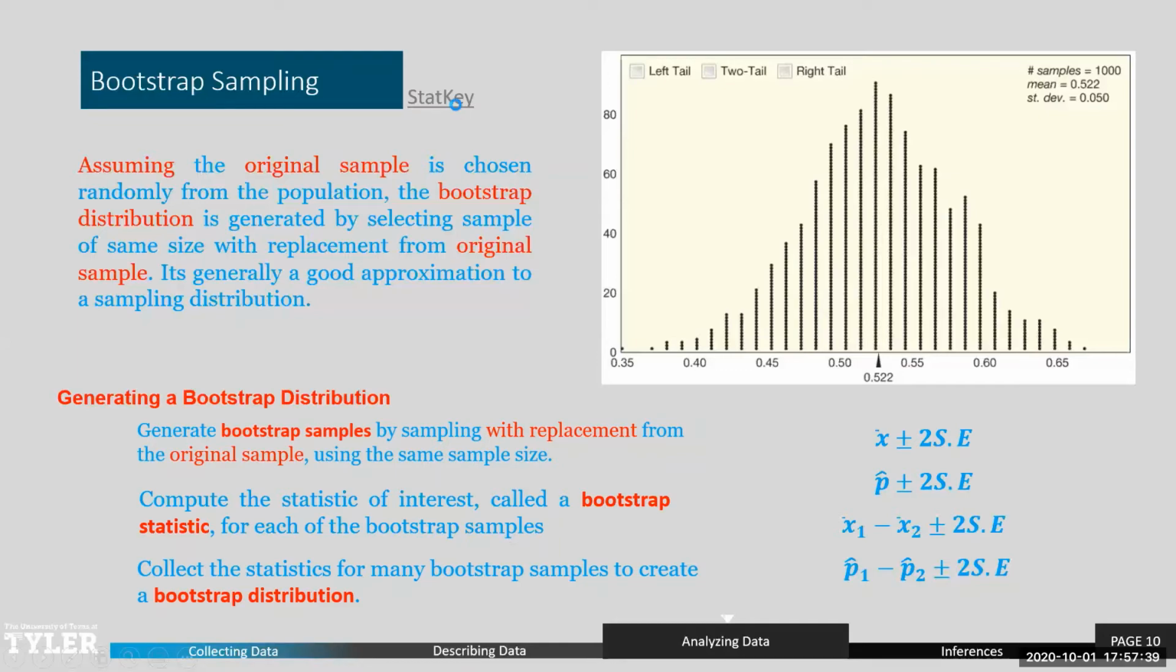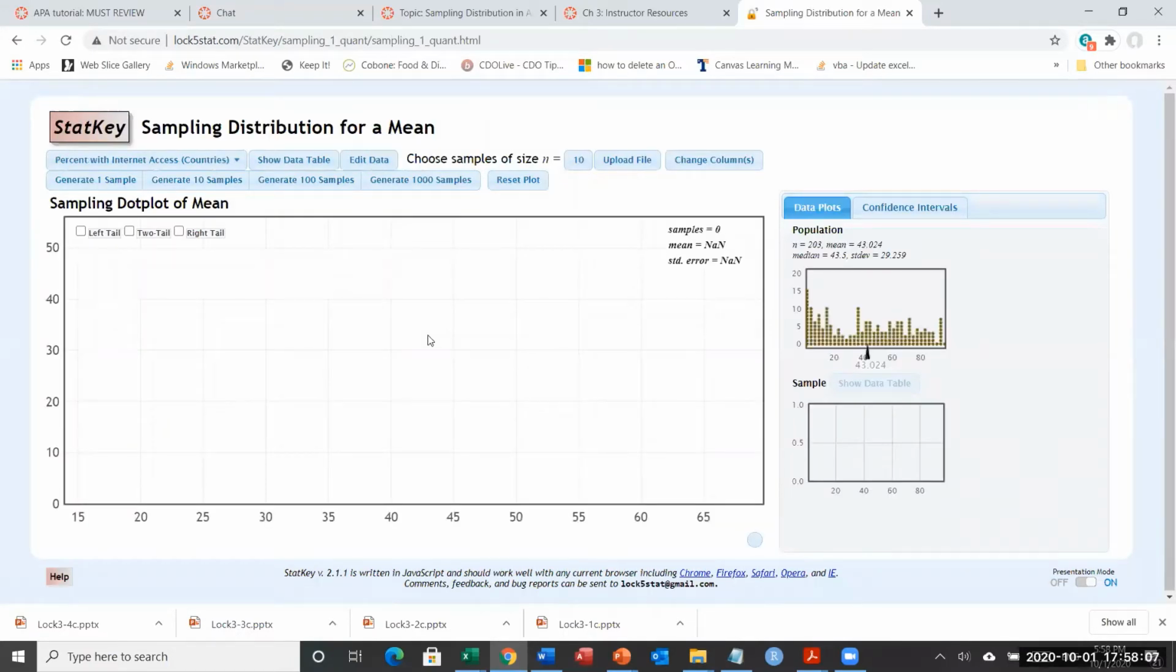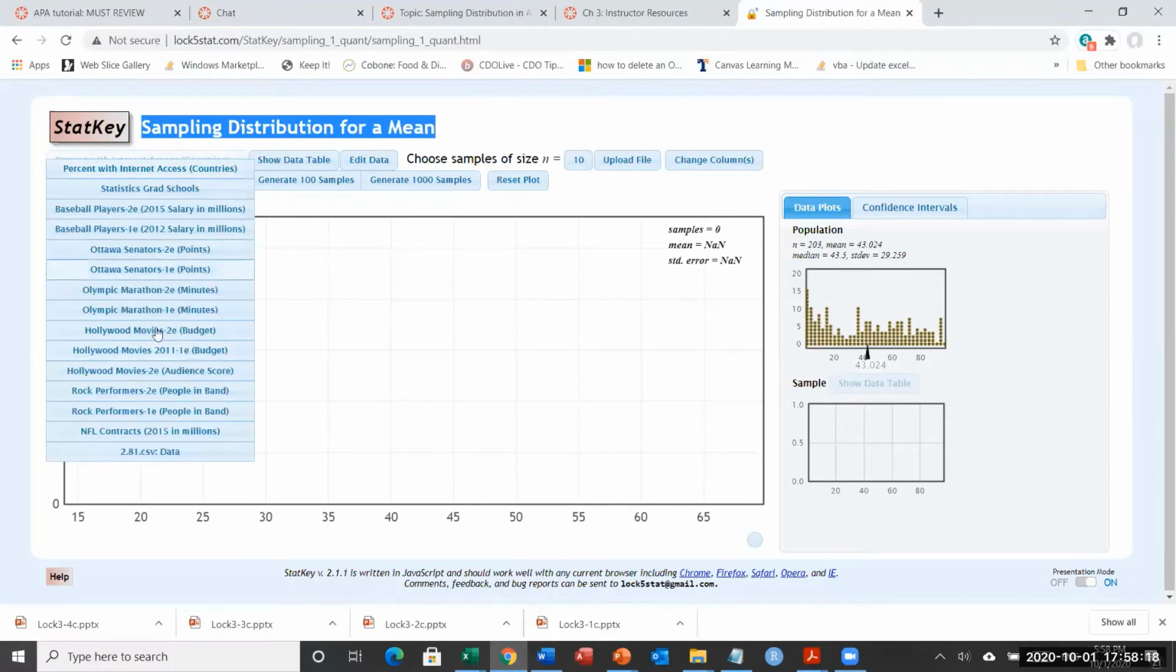Now let's go to StatKey and have some hands-on practice. Here we have StatKey. If you remember, the first section helped us figure out how the descriptive statistics work and how the graphs can be plotted. Then we have a sampling distribution for the means and for the proportions. If I go directly from here, I will reach this section, where we were coming to get some hands-on practice with populations.